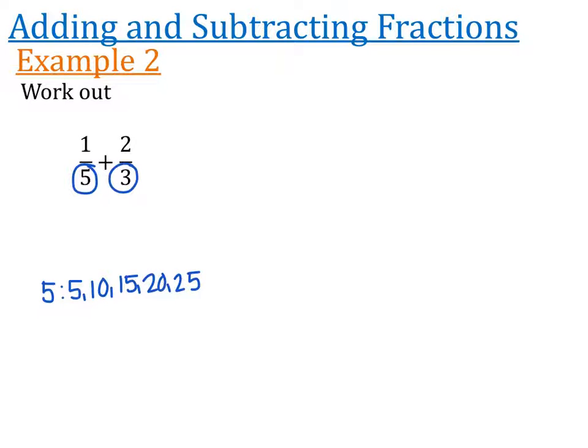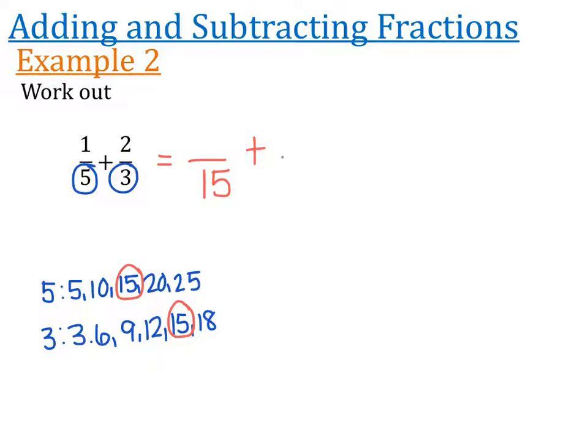I'm going to do the same thing with my 3 times table. So I have 3, 6, 9, 12, 15, 18. Hopefully I can find something in common. All right, so I look at my two lists and I ask myself, do they have any numbers in common? And they do. They both have the number 15 in them, which means I can make two new fractions which are both going to be out of 15. So I'm going to make something over 15 plus something else out of 15. Now, the reason why 15 is a useful number is because, like I said, it's the lowest common multiple of 5 and 3.